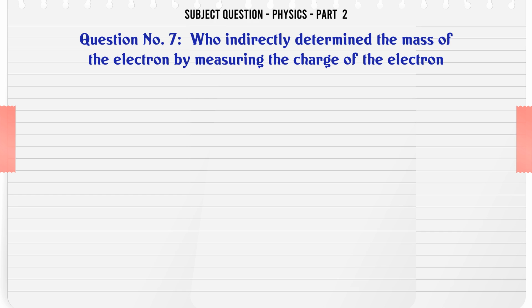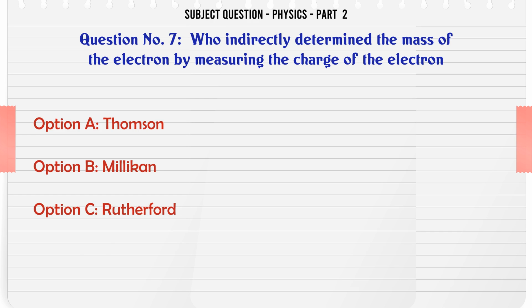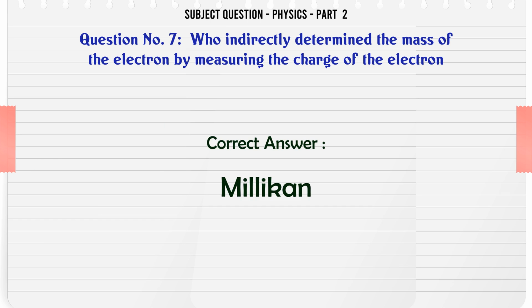Who indirectly determined the mass of the electron by measuring the charge of the electron? A. Thomson, B. Millikan, C. Rutherford, D. Einstein. The correct answer is Millikan.